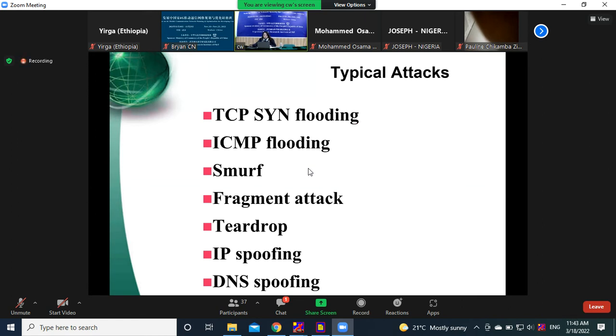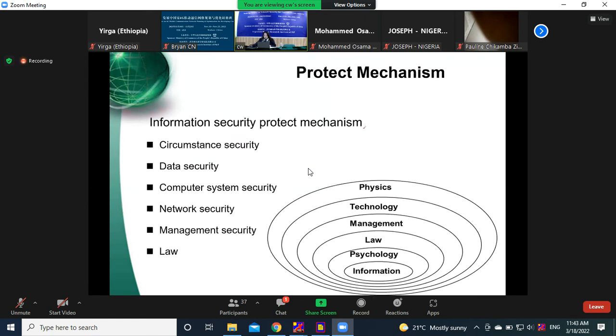Another topic is protection methods, information security protection methods. For example, data security, computer system security, network security, and management security. We will have management protection methods, and in this way the network can provide some services, for example security services. Security also has different layers and different types of security service.